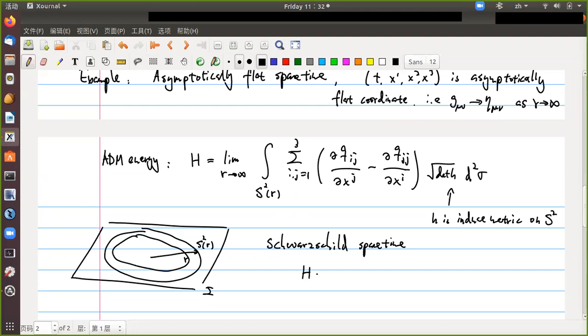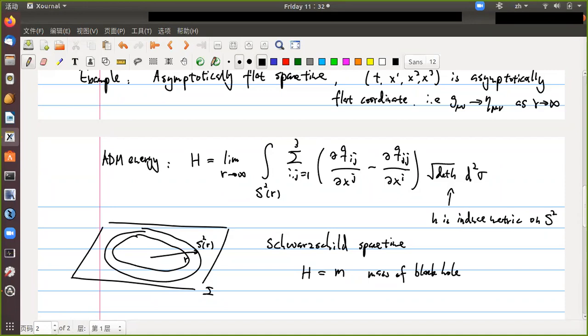In Schwarzschild spacetime, your ADM Hamiltonian result is just m, the parameter in the metric, which is the mass of the black hole. At the very beginning, when I introduced Schwarzschild spacetime in the previous class, I told you that there is a free parameter m in the metric. At that time I claimed that this m is the mass of the black hole, but I didn't tell you why it is the mass of the black hole.